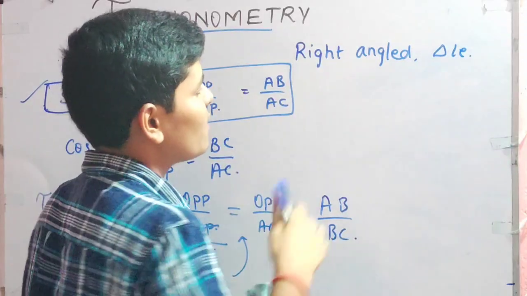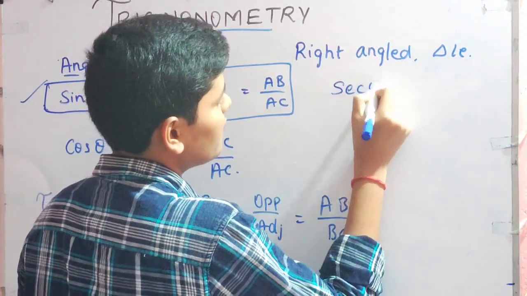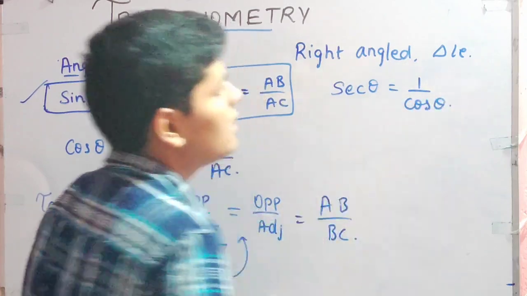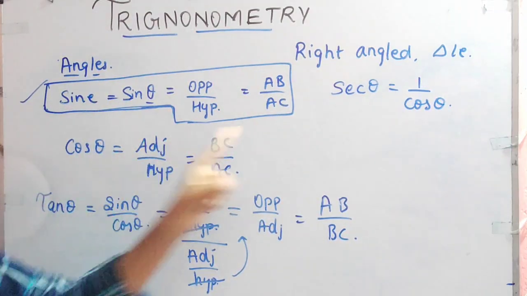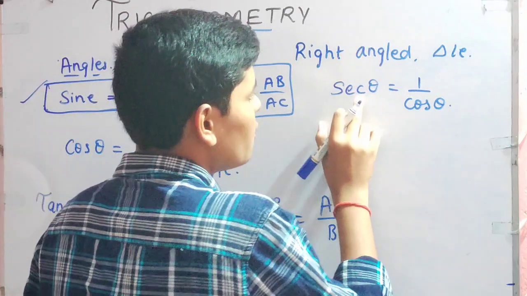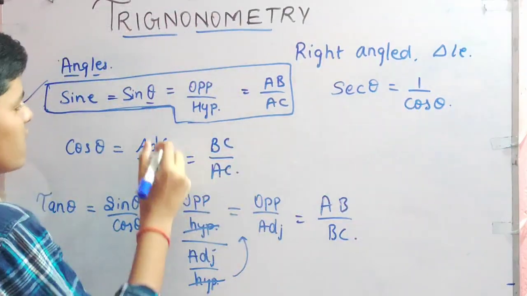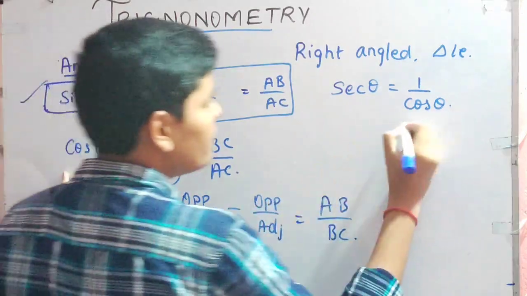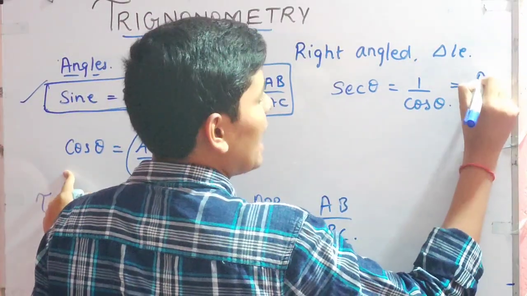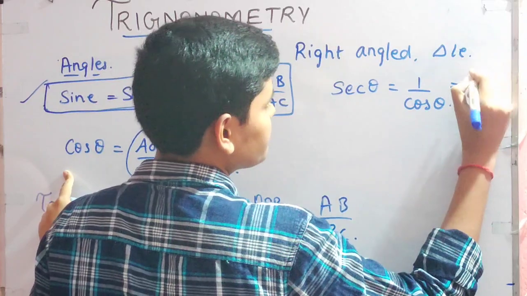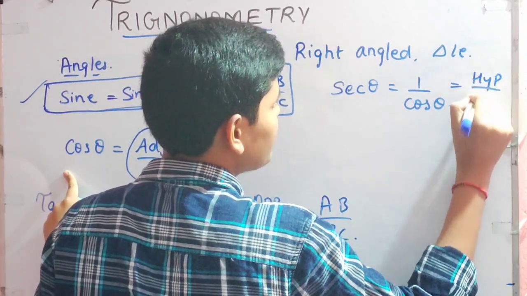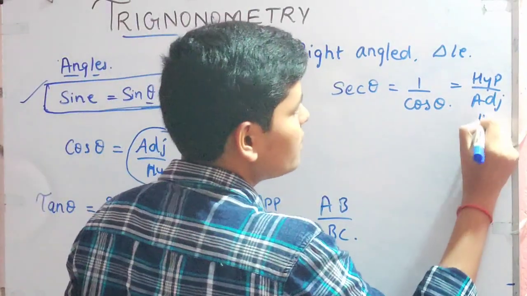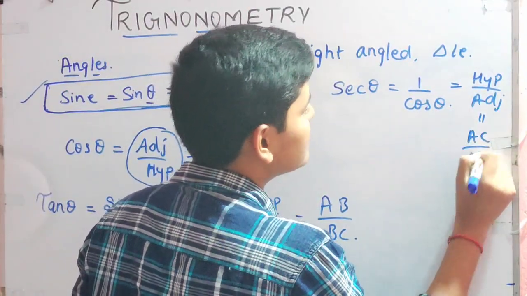Now the next one was sec theta. Sec theta is actually 1 by cos theta. So the inverse of cos theta is known as sec theta. 1 by cos theta. What is cos theta? Cos theta is adjacent by hypotenuse. So 1 by cos theta will be equal to hypotenuse by adjacent, which is equal to AC by BC.